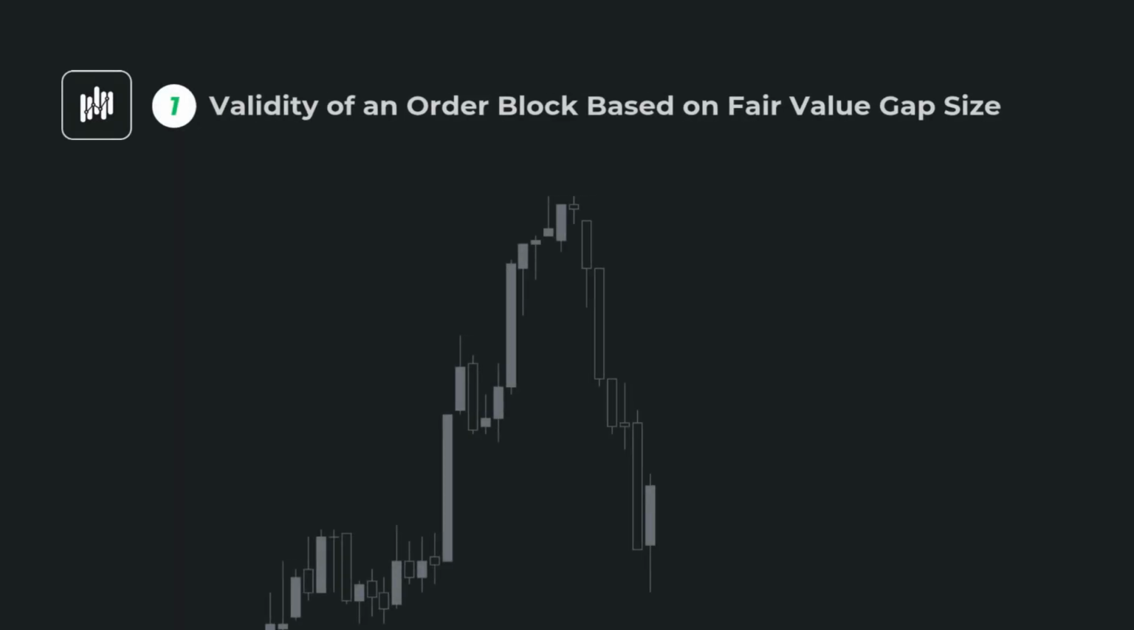Section 1. Validity of an order block based on fair value gap size. One of the key factors for determining the strength of an order block is the size of its fair value gap. When a strong move occurs in the market, a gap is often left between candles. This is called the fair value gap. The larger this gap is, the greater the imbalance between buyers and sellers, and therefore, the stronger and more valid the order block that caused it. So when you're unsure between multiple order blocks, the one that created a larger fair value gap will usually be the more reliable zone for price reaction.